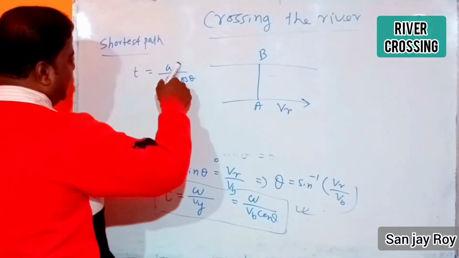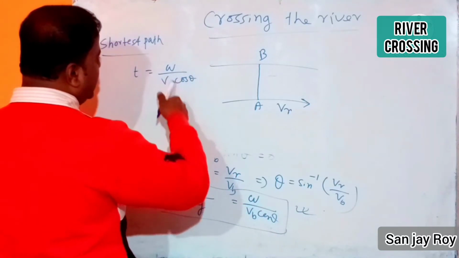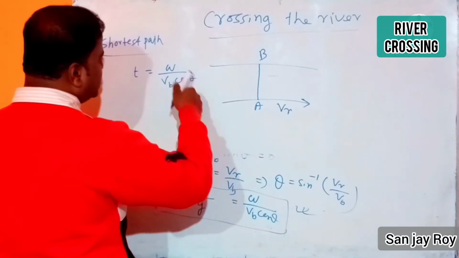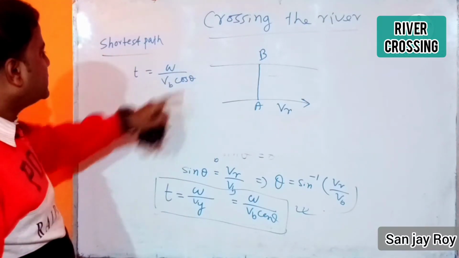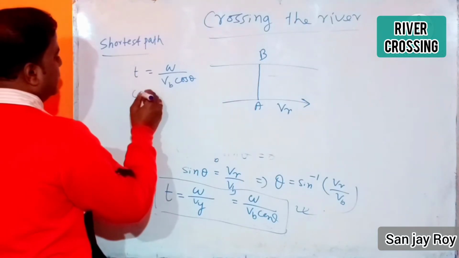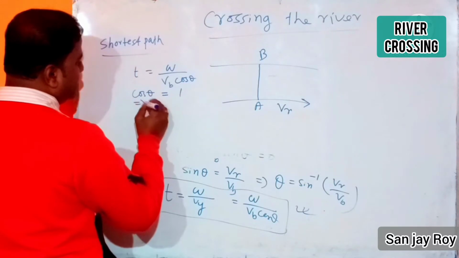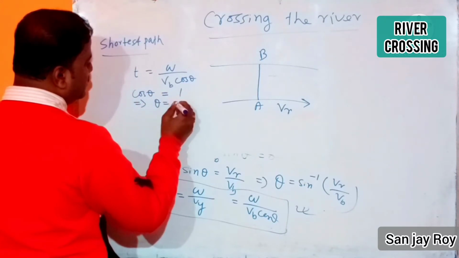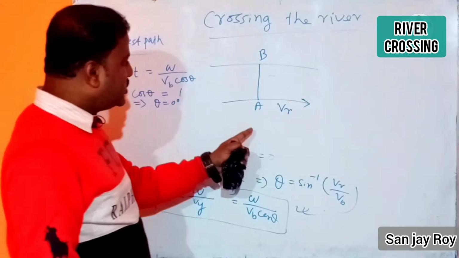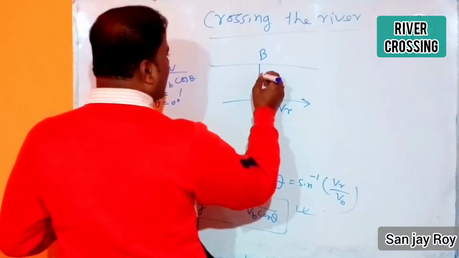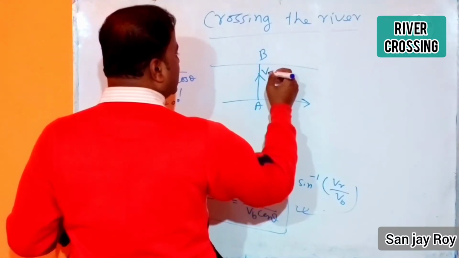Here we see that W and VB are constant. Only the variable term is cos theta, that is theta. T will be minimum if cos theta is maximum. We know the maximum value of cos theta is 1, and this is theta equals 0 degrees. Then the boat should be driven across the river along the AB direction.